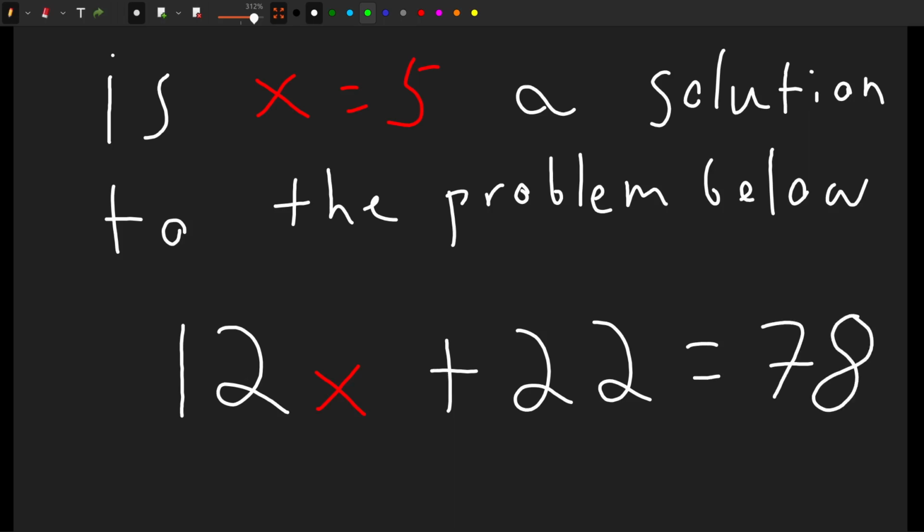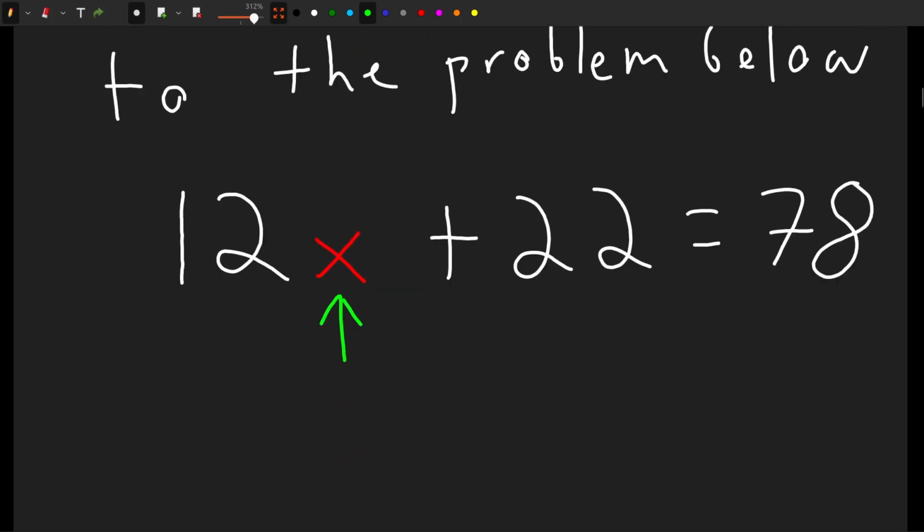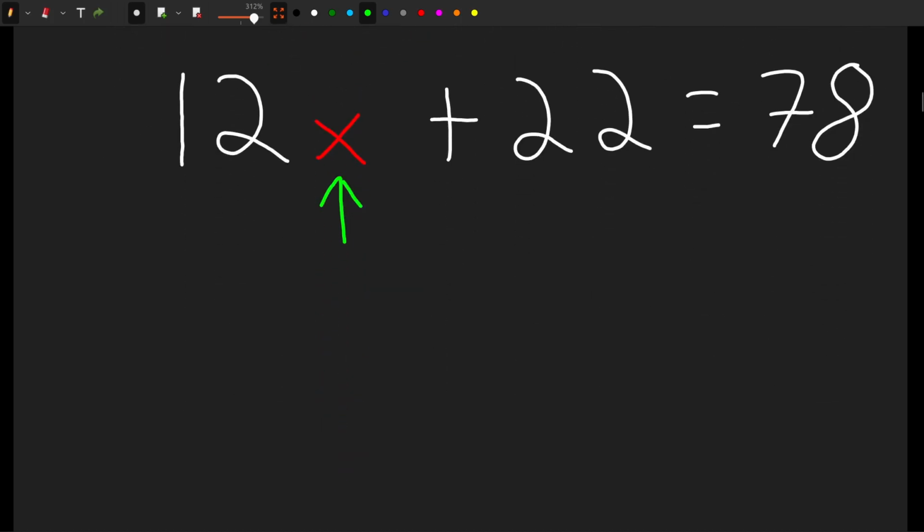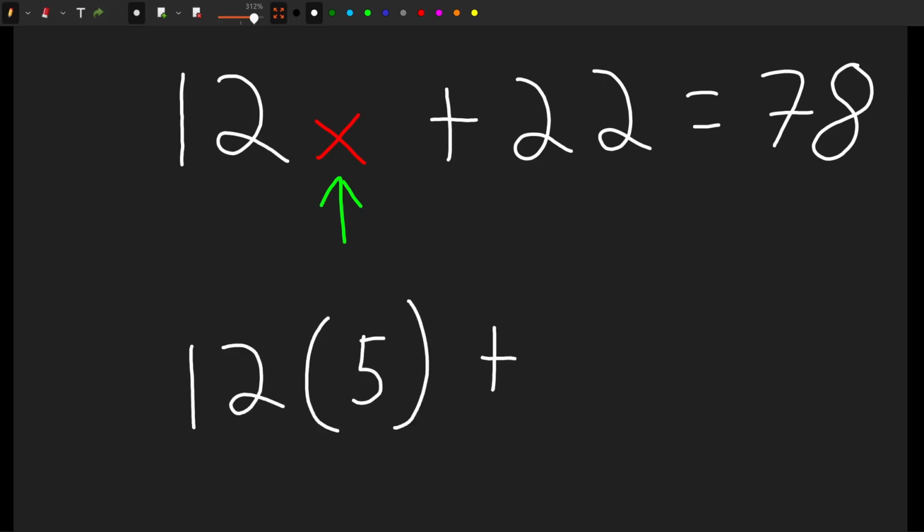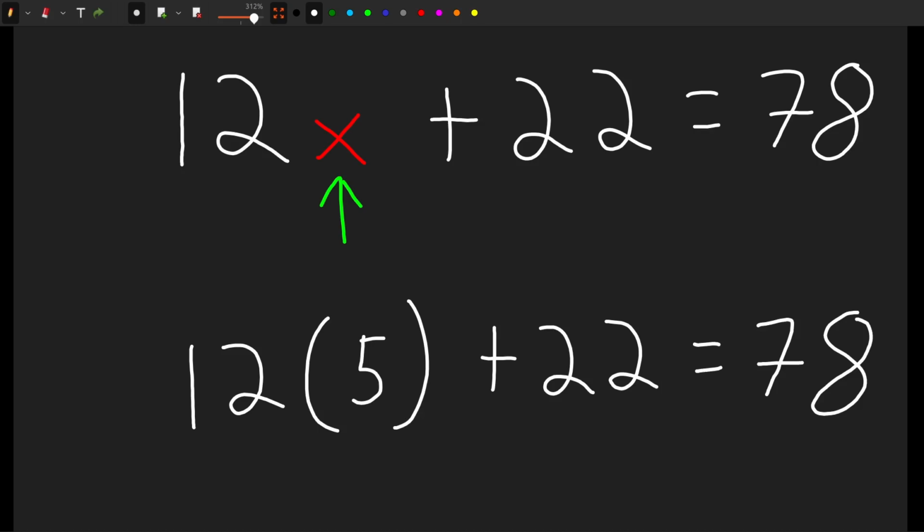All right. And so we want to figure out if this is a solution to the problem. In order to figure out if it's a solution, we need to plug in x is equal to 5 into x here. And that's exactly what we're going to do. So I'm going to have 12 times 5 plus 22 is now equal to 78. And we're going to see if that equality holds up.